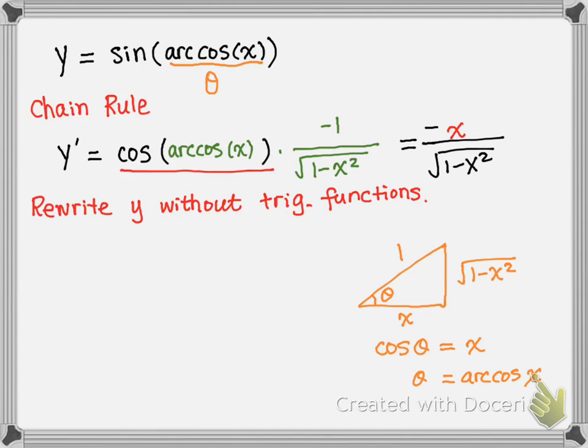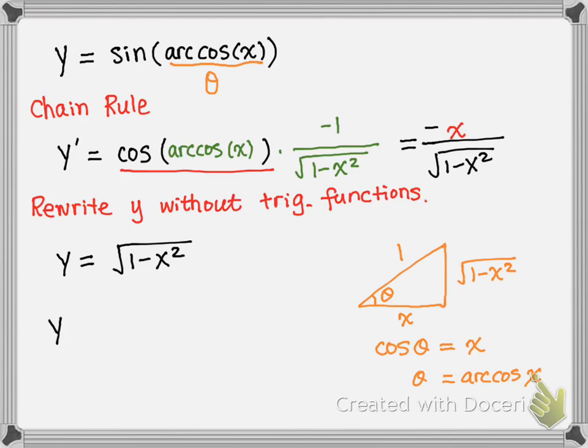So now you simplify this function. This y is just the sine of the angle theta. What is sine of theta? Opposite divided by hypotenuse. So y is really the square root of 1 minus x squared. Now you know how to take the derivative of this function.